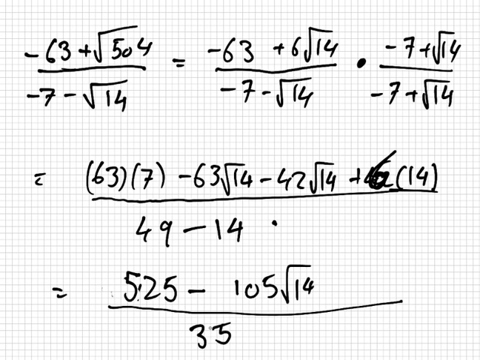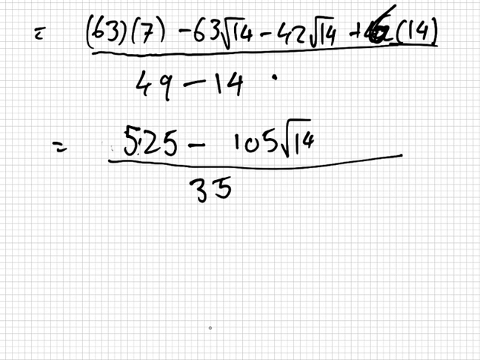Now, I do wonder if 35 goes into each of these. 525 divided by 35 is 15. And then 105 divided by 35 is 3. Root 14.